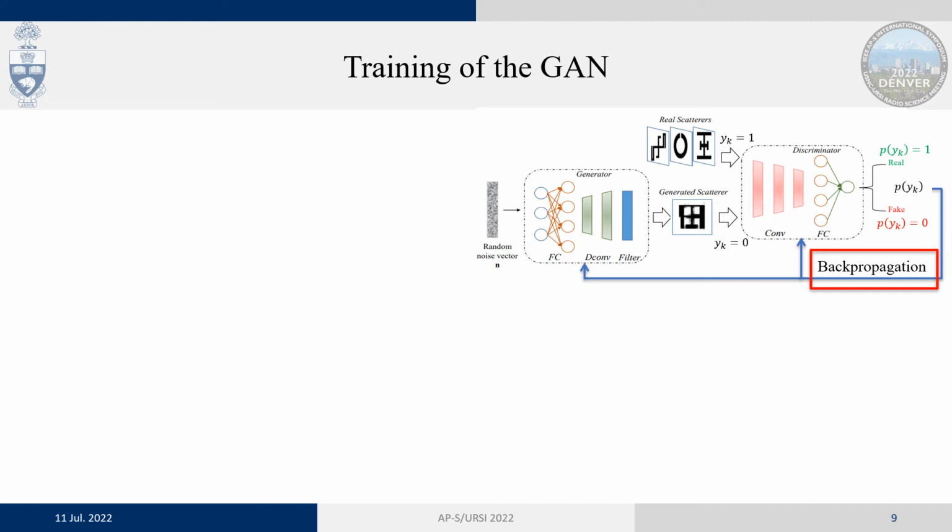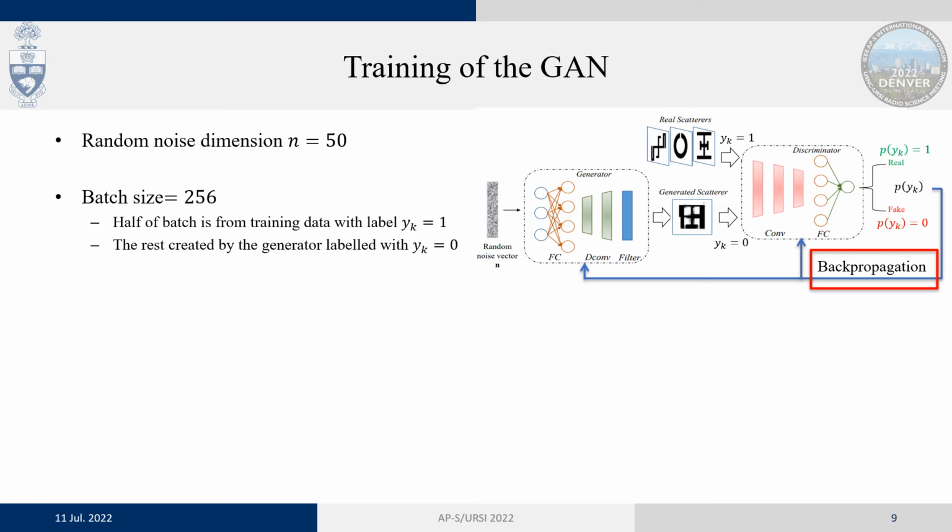Some other hyperparameters that are important in the training of the GAN include the size of this noise vector. The bigger the size, the more diversity in the shapes we will have, but then the optimization through this space is going to be harder. So we use 50 as the dimension of this noise vector to the generator. Then, another important feature is that the batch size is 256, where half of the batch is taken from the training data, and half of it is generated by the generator.